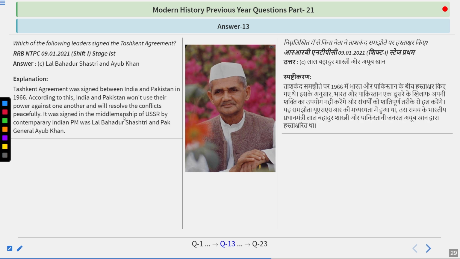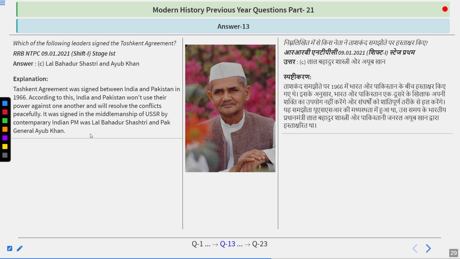So the Tashkent Agreement was signed between India and Pakistan in 1966. According to this, India and Pakistan won't use their power against one another and will resolve the conflicts peacefully. It was signed under the mediation of the USSR by the then Indian PM Lal Bahadur Shastri and Pakistani General Ayub Khan. And just after signing this Tashkent Agreement, Lal Bahadur Shastri died in Tashkent only. That was the biggest loss of India at that time.